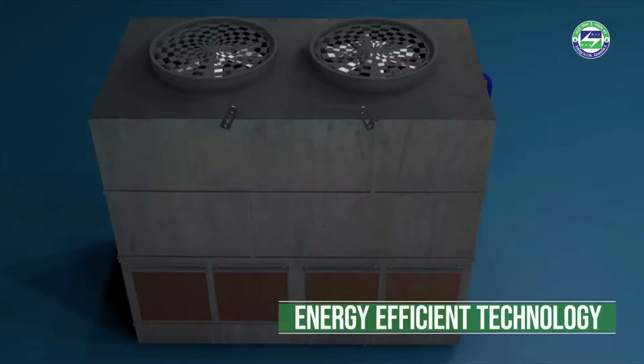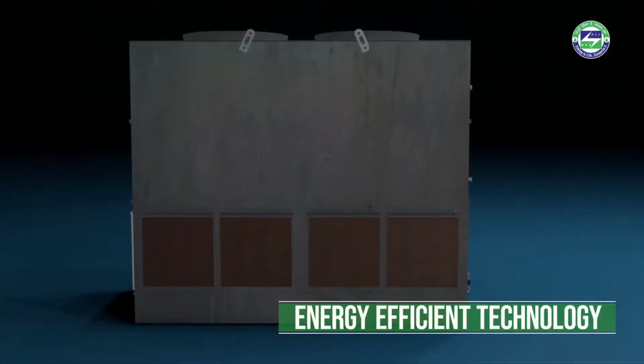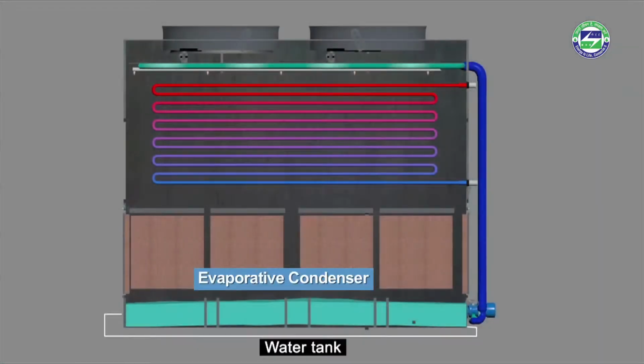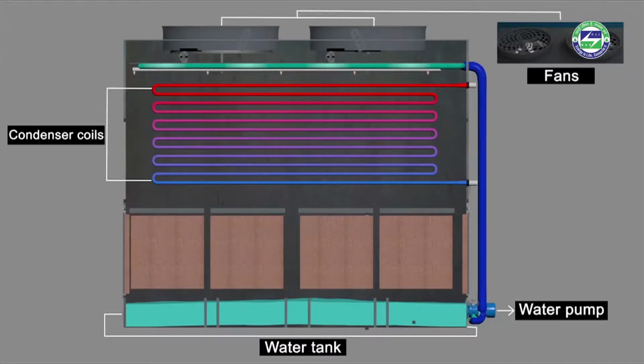An energy-efficient alternative is the evaporative condenser. The condenser is a metal box with a water tank at the bottom, a water pump, condenser coils which carry the coolant, sprayers, and fans which blow air onto the condensing coils. The coils may or may not be finned.